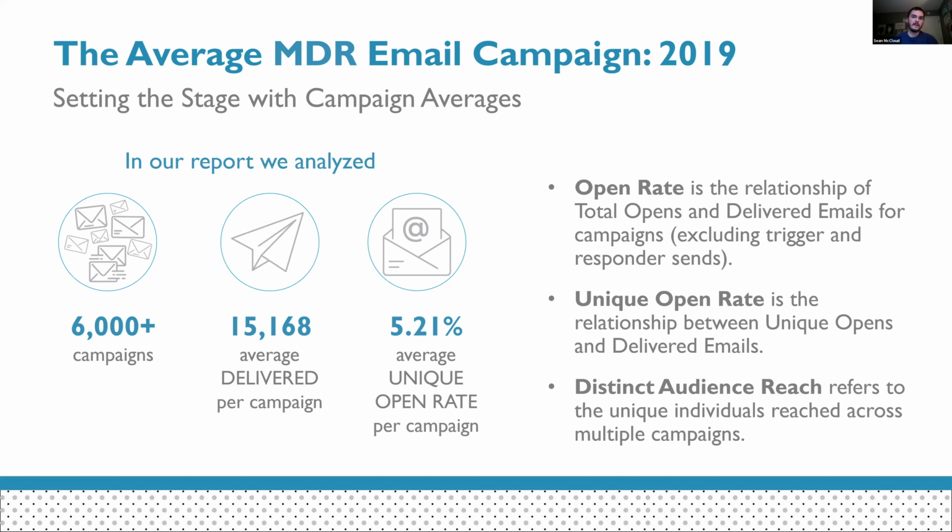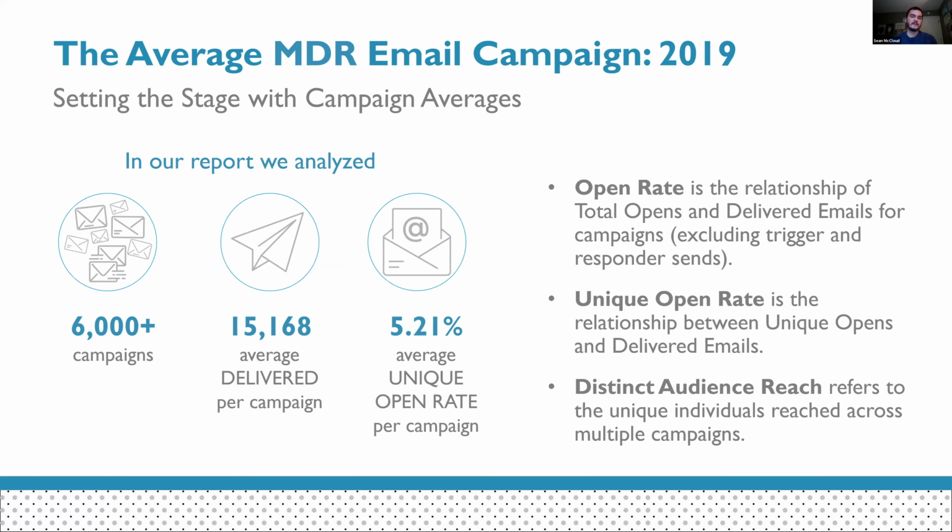So open rate is going to be the relationship of the total opens, so every open that happened on a campaign, and the delivered emails. So somebody can open the campaign 5 times. If you're just calculating an open rate, all of those 5 opens will be included in that rate. We then like to look at unique open rates. So a unique open rate is going to be the relationship between unique opens and delivered emails.